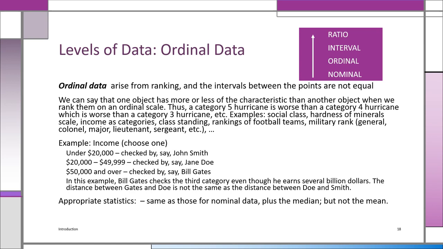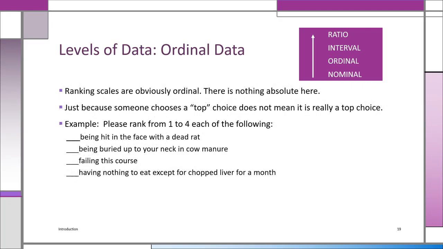Now, the appropriate statistics when you have ordinal data: you definitely can do the same things you do with nominal data. We can use the median, but technically you can't use a mean. You should not be using an average when you have unequal interval sizes. And more on ordinal data. Ranking scales are obviously ordinal. Take something you've seen many times: strongly agree, agree, neither agree nor disagree, disagree, strongly disagree. The intervals are not equal, but you know that strongly agree is more than agree.